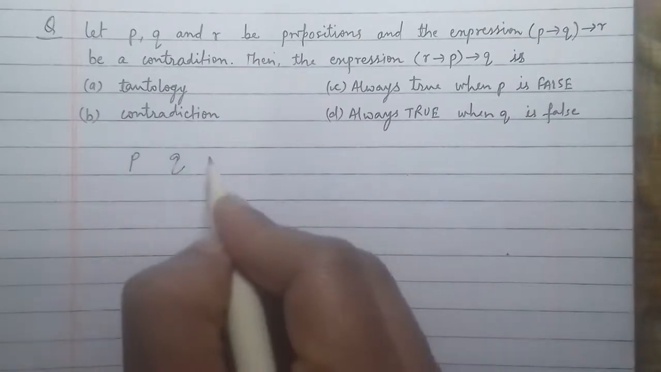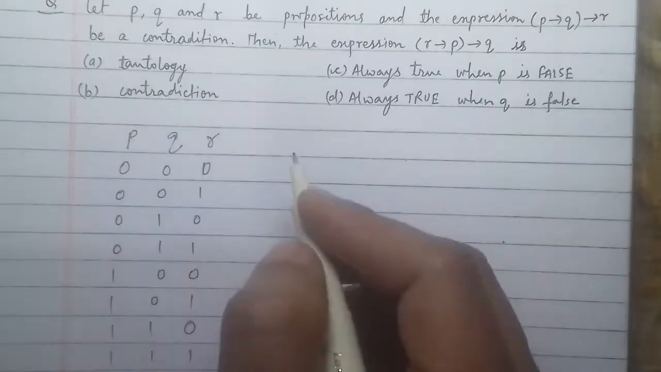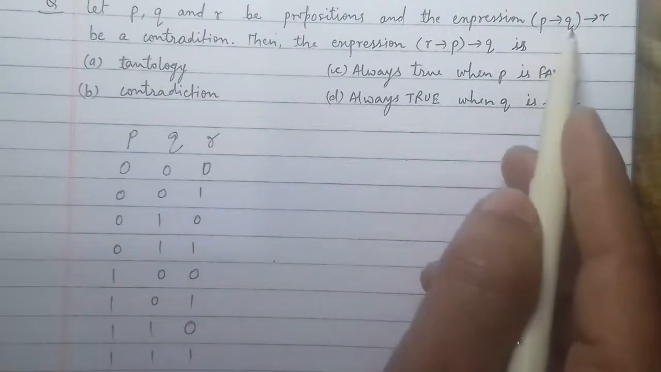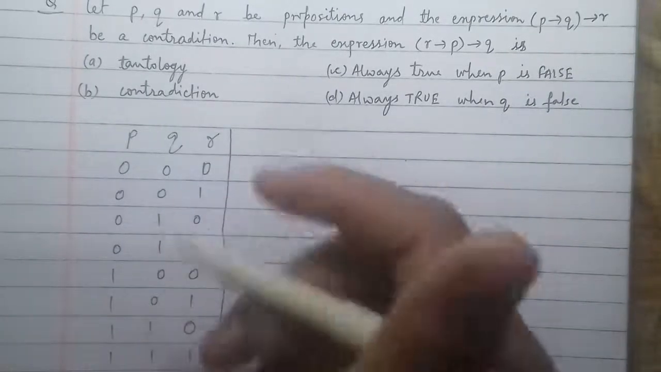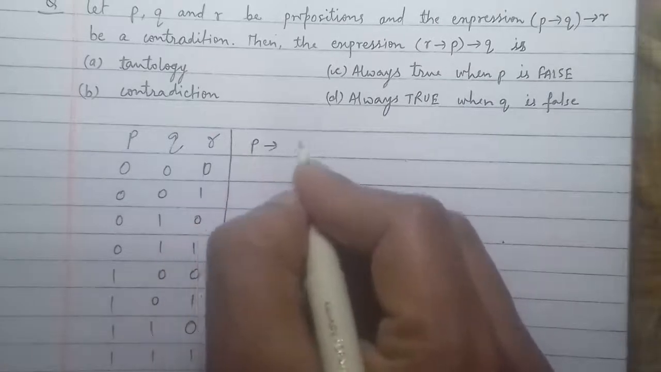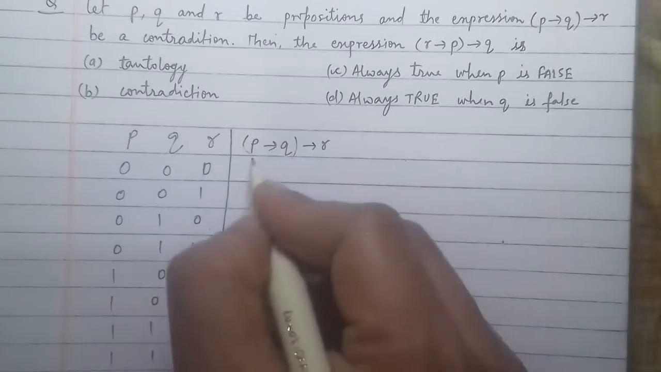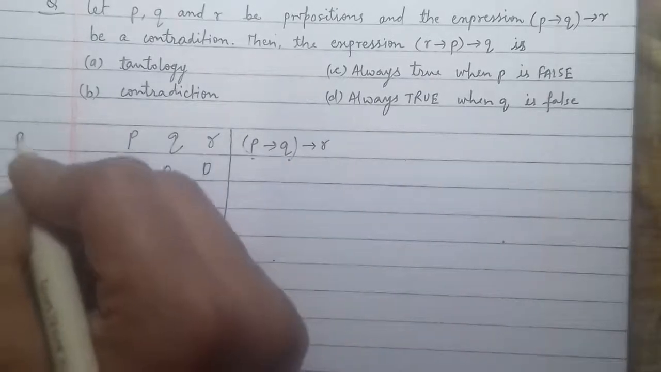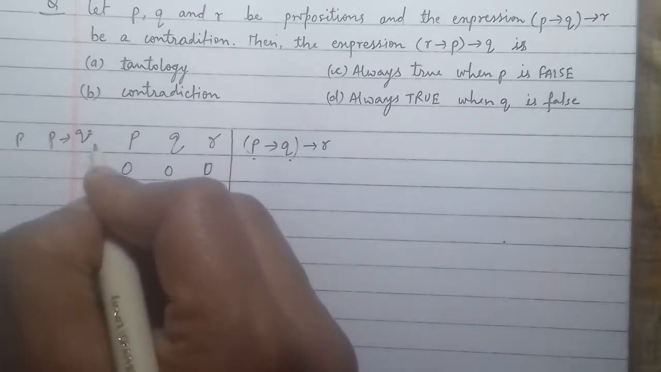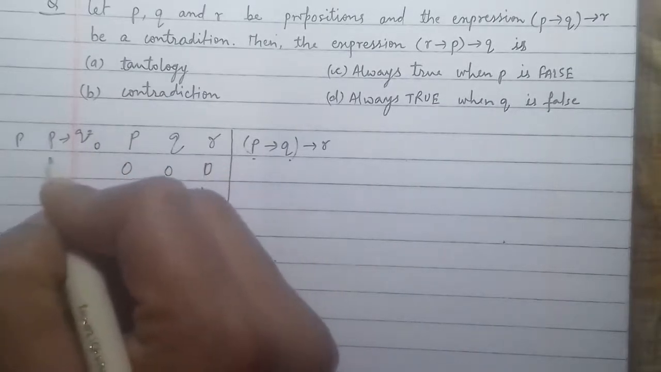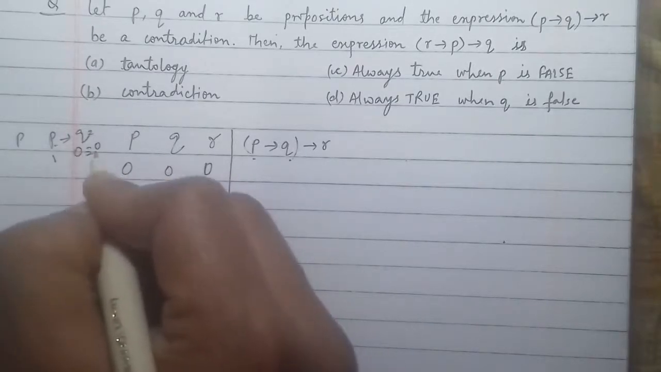P, Q, R: false, false, true. Given is (P implies Q) whole implies R is a contradiction. Let's see when it is a contradiction. P implies Q is false whenever P is true and Q is false. Then P implies Q is false.